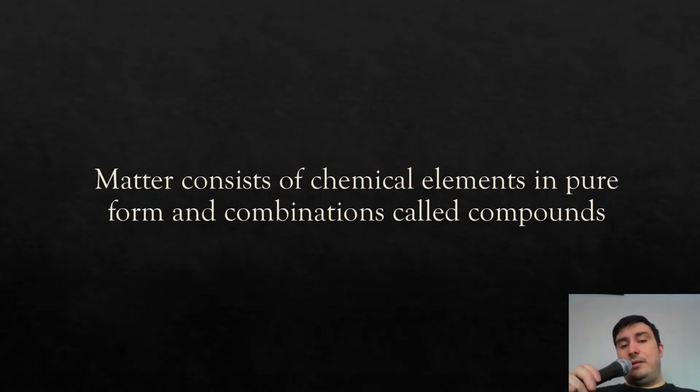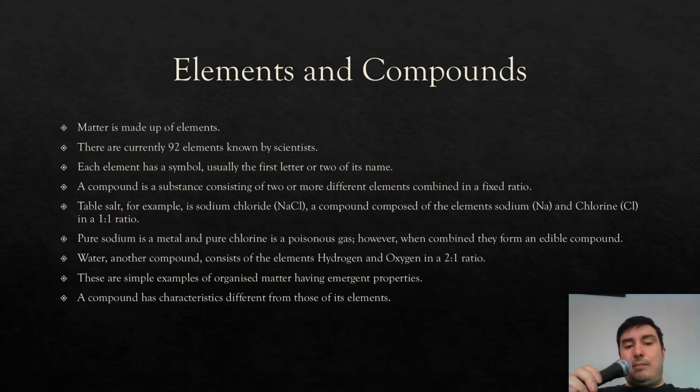So first of all, we're going to look at how matter consists of chemical elements in pure form and in combinations called compounds. Matter is said to be made up of elements. So if we take, for example, the table that we're currently sat at, or a piece of furniture, that is matter, and that's made up of elements, of which there are currently 92 known by scientists.